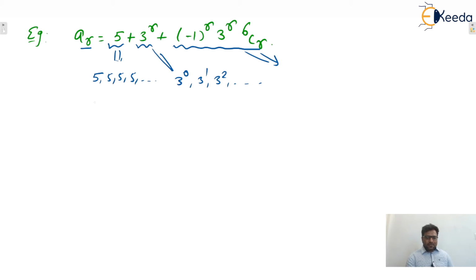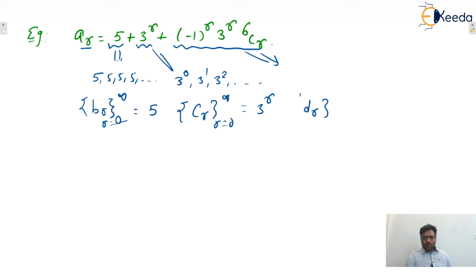Let's say the first one is b_r, r from 0 to infinity, which is 5. So every time 5, 5, 5 will be there irrespective of the value of r. Let's say the second one is c_r, where r is 0 to infinity, that is 3 raised to power r. And let's say the third one is d_r, with r from 0 to infinity, that is minus 1 raised to power r, 3 raised to power r, 6Cr.